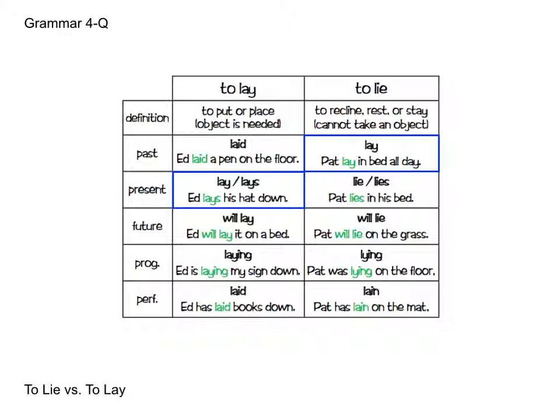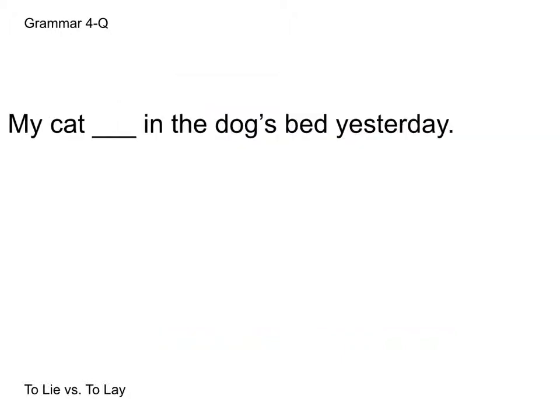So we're going to practice this with a couple of sentences. And in the booklet, refer to this as much as you want to and can. It's at the beginning of the book, and it's going to help you a whole lot. So let's look at one sentence. We have, my cat blank in the dog's bed yesterday. So what we need to figure out is this a verb that is going to be giving the action to another word? Are we going to have a direct object?